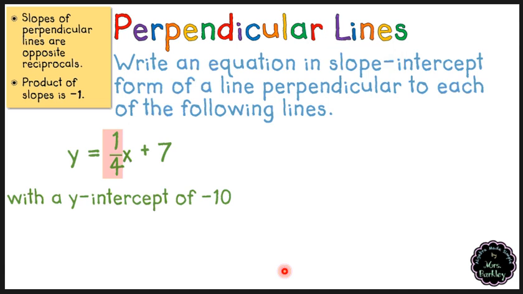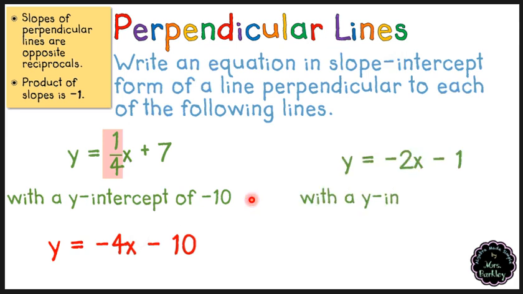So our slope has to be the opposite reciprocal. Since this slope is positive, our perpendicular slope is going to be negative. And then the reciprocal is we are going to reverse the position of the numerator and the denominator. So our slope in this case would be -4/1, or that's the same as -4. So our equation would be y equals -4x, and we also said that our new y-intercept would be -10, so that becomes our b in our equation.